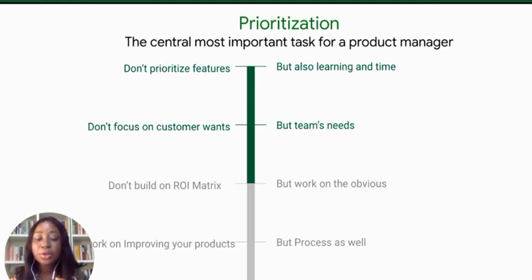So in prioritization, for us to successfully build a digital product, we have to make sure that we have some things in place. The first thing is we should not prioritize only features, but also learning and time. What does this mean? Don't just focus on building the features, like just having your MVP and shipping it out. No, right? Also prioritize learning and time. Keep having prototypes, keep experimenting every day or almost every week.